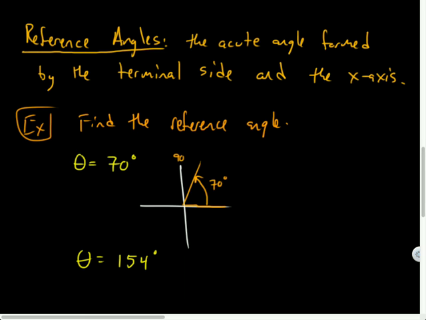So my reference angle is formed by the terminal side and the x-axis. So, would it be this angle? Or what's wrong with this according to the definition? It's not acute. I have two choices, and one is obtuse in this case. So I'm going to choose the one that's acute. And what is the reference angle in this case? 70. So that's not that interesting. In quadrant 1, your reference angle is your original angle.